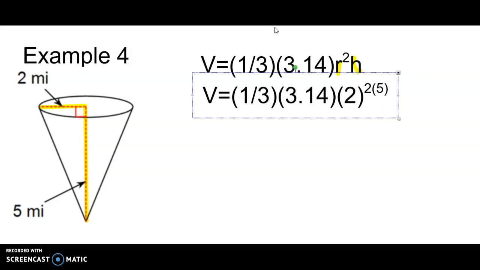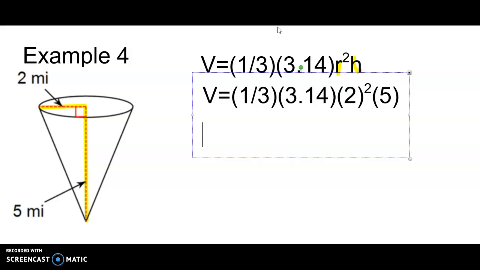This problem always bothers me because I do not know of a single cone we would need to measure in miles, and I don't understand why the people who made these examples use that. That would be a really big cone. It always stresses me out every time I do this problem.